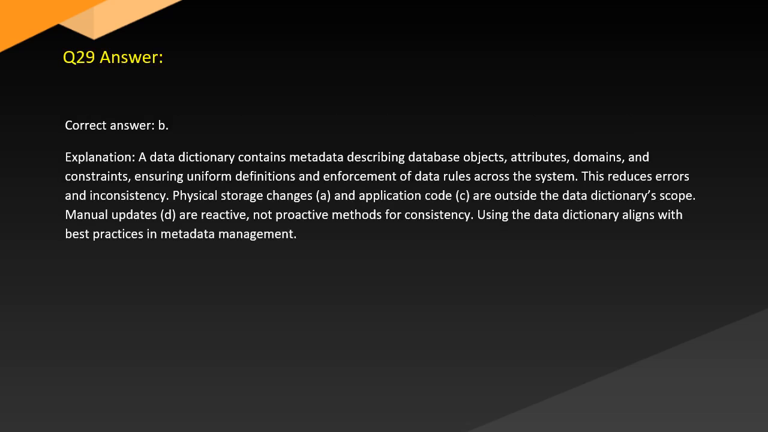Answer. Correct answer B. Explanation. A data dictionary contains metadata describing database objects, attributes, domains, and constraints, ensuring uniform definitions and enforcement of data rules across the system. This reduces errors and inconsistency. Physical storage changes, A, and application code, C, are outside the data dictionary's scope. Manual updates, D, are reactive, not proactive methods for consistency. Using the dictionary aligns with best practices in metadata management.